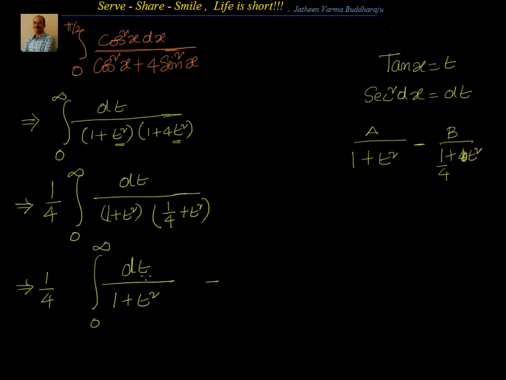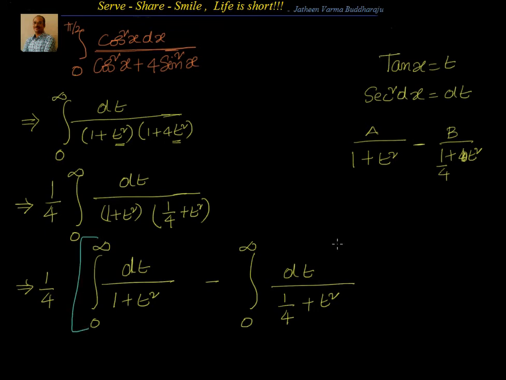This is what I want: integral 0 to infinity dt by 1 plus t square minus integral 0 to infinity dt by 1 by 4 plus t square. This is what I want to write, but what I have is a product. I want to convert them into subtraction. For that we will do a little bit of homework.